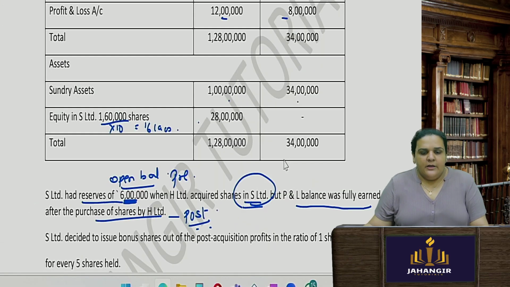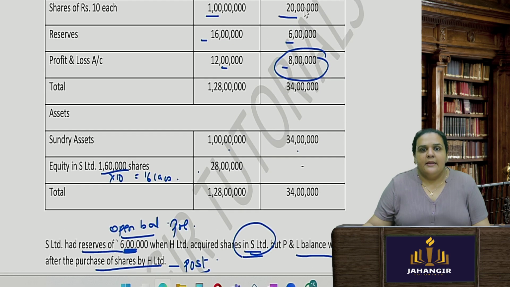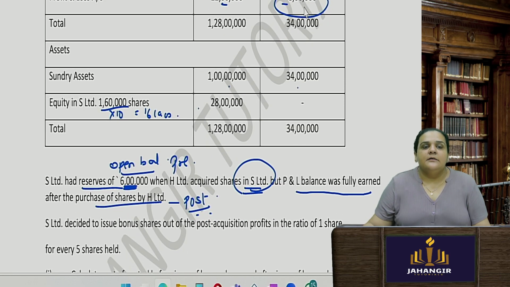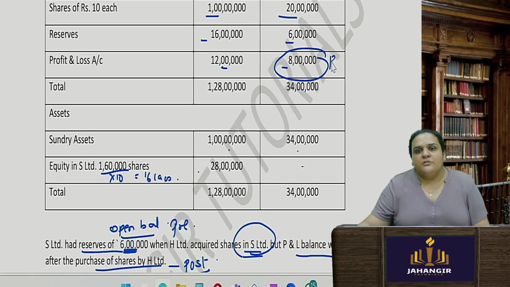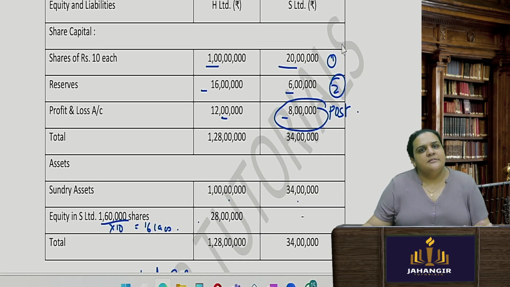Only two shareholder items. Why? Because for P&L they are telling me this entire P&L is after the purchase of shares by H Limited. So then this has become post. Any item which is post has nothing to do in cost of control calculation. So only two shareholder items, equity share capital and general reserve.